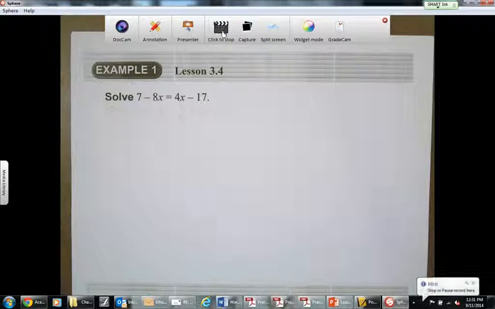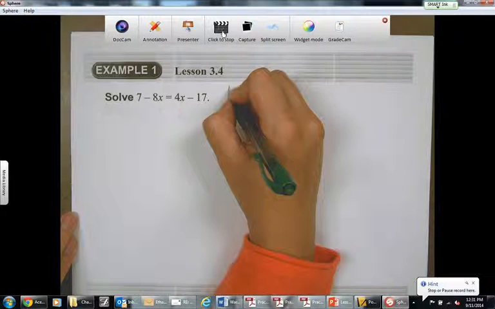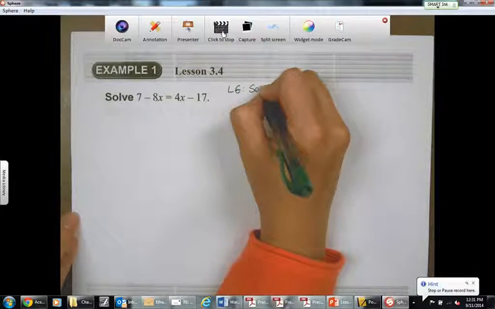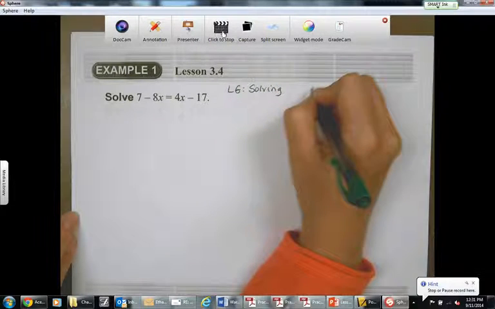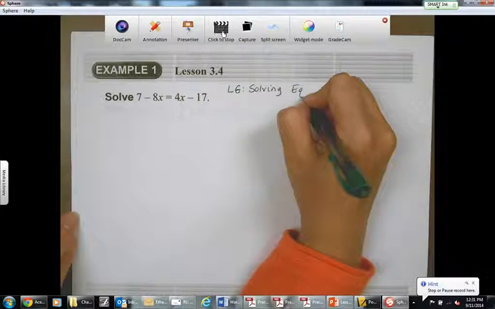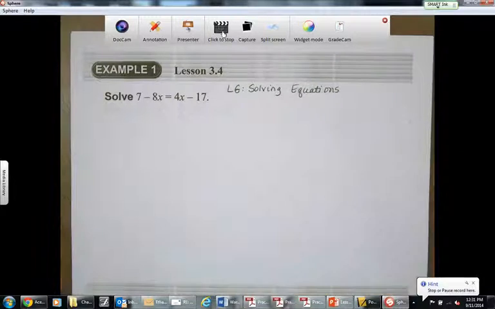All right, lesson 3.4. Our learning goal is still solving equations. We are just learning how to solve all different types of equations. By the way, this is not on your quiz tomorrow because this starts 3.4. Very specifically, this is going into variables on both sides. Everything we've been doing so far, you've only had variables on one side of the equation.